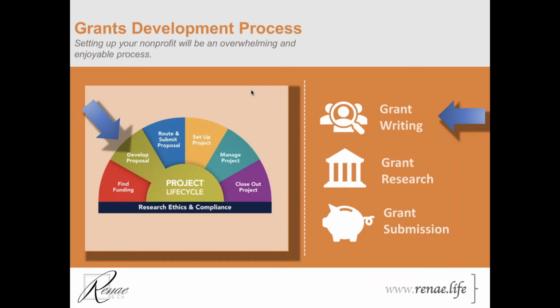There is a project life cycle for a grant, and every project life cycle, no matter what type of organization you have, is nearly the same. You're going to find funding, then develop the proposal. You will route and submit the proposal. If you're a small organization, then the routing would just consist of your review or the board review. Larger organizations may have a little bit more details in their process.